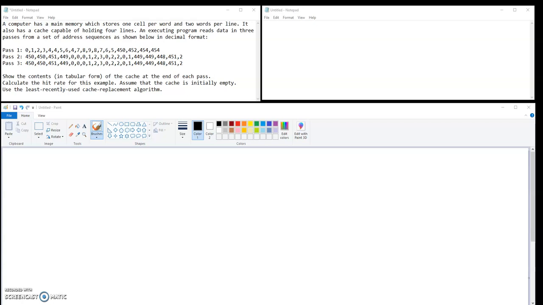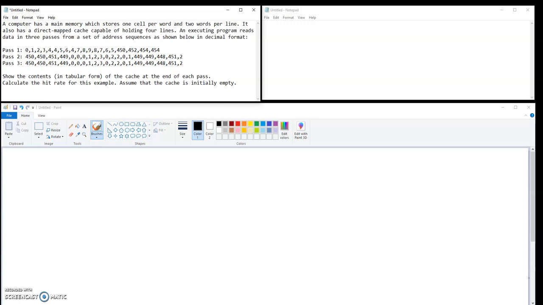The question is here at the top left. It might look confusing or daunting at first, but it won't for long. A computer has a main memory which stores 1 cell per word and 2 words per line. The 2 words per line, here, I just noticed something, there's a mistake here. The 2 words per line is a tiny bit of spatial locality. It also has a cache capable of holding 4 lines. Let's make it a direct mapped cache.